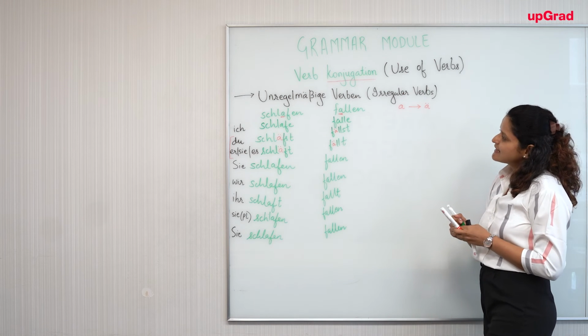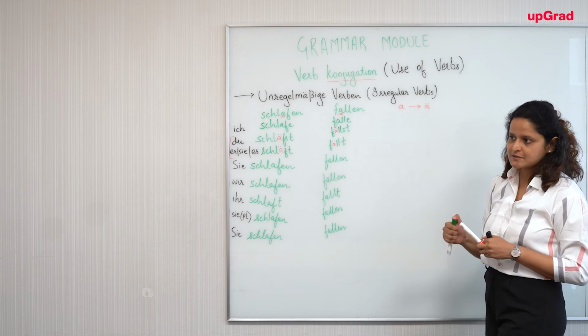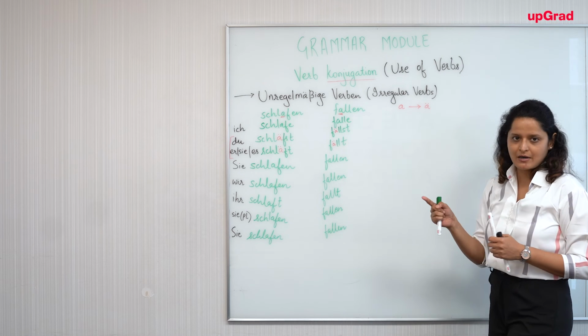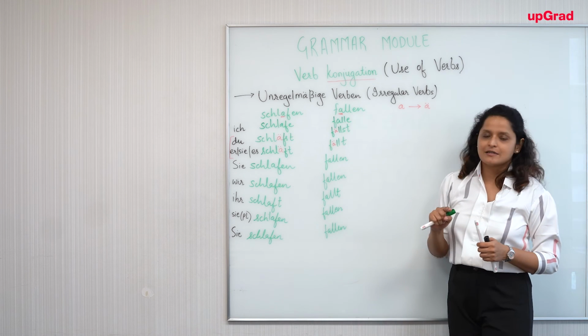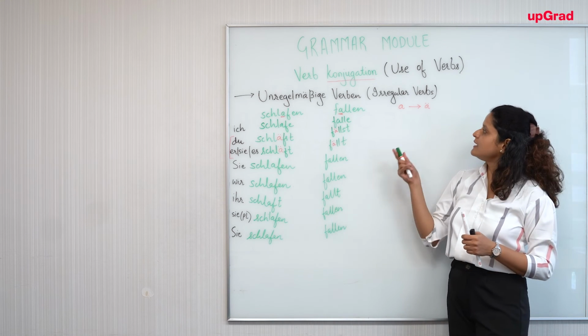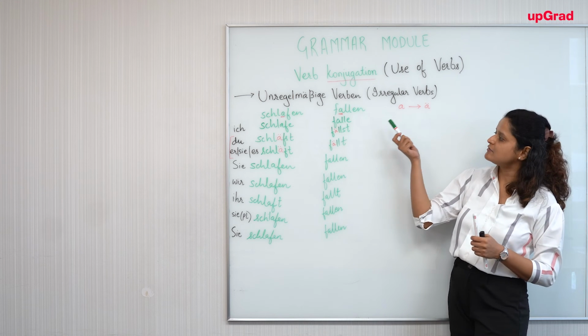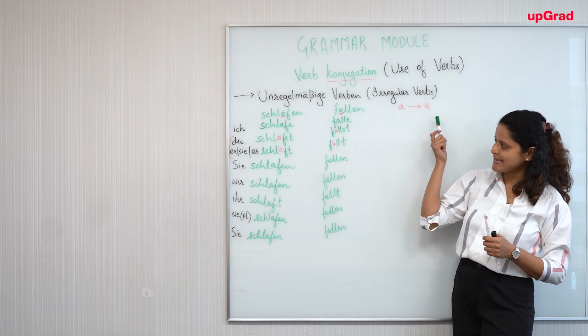So this is the third category for irregular verbs, where in the first category, the stem changed from E to IE. In the second, it changed from E to I. And in the third one, it changes from A to A umlaut. That is, the sound changes from a to ä.